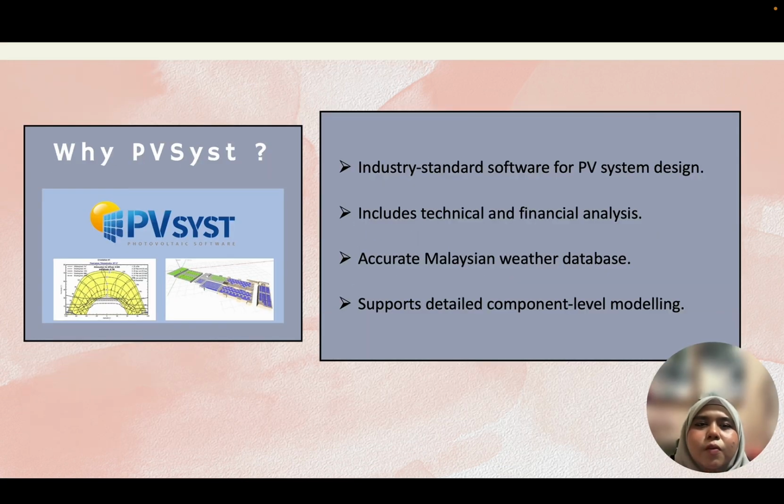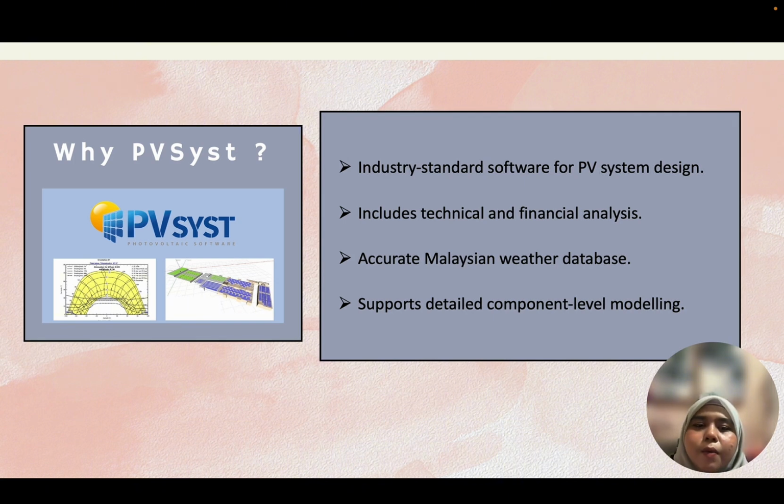The main tool used in this project is PVsyst. The reasons why PVsyst was selected are, first, it is industry standard software for PV system design, widely used in industry and academia for PV system design and energy yield prediction. Second, it includes technical and financial analysis, where it allows detailed customization of PV models, inverters, system losses, and also financial analysis. Third, it has an accurate Malaysia weather database, which includes weather data from Meteonorm and enables accurate location-based performance forecasting.